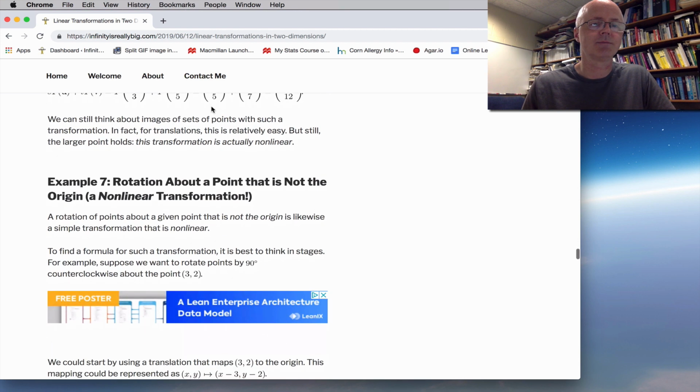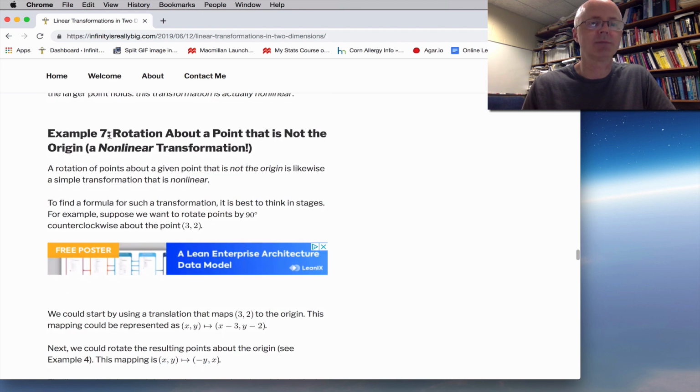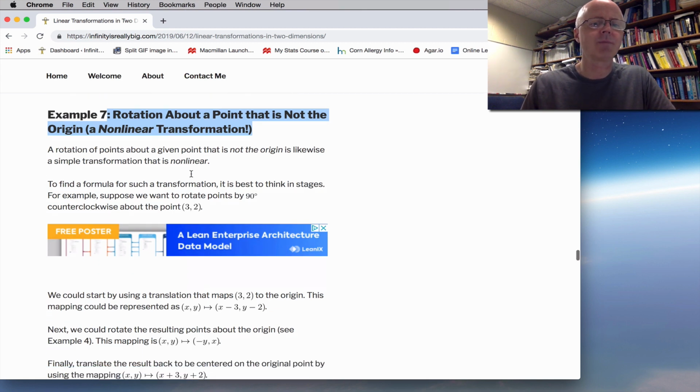Okay, again, no pictures. This next one also has no pictures because it's easy to imagine. Rotation about a point that is not the origin. Some other point, like in my third section when I visualized elimination. This is actually a nonlinear transformation as well. What's an example we could consider? For example, suppose we want to rotate points by 90 degrees counterclockwise about the point 3, 2.